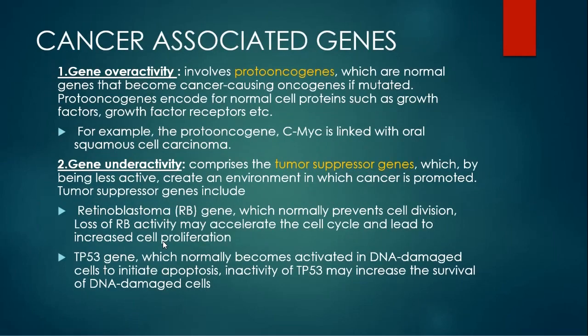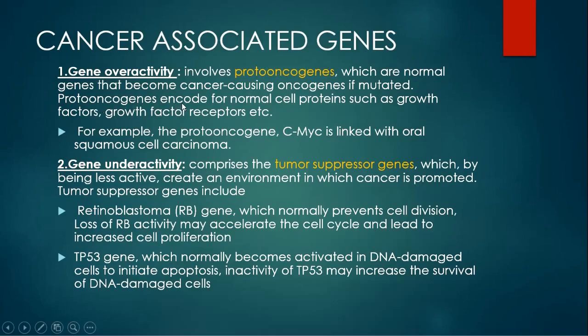Okay, so considering the genetic properties, first of all, we're going to talk about some cancer-associated genes. The cancer-associated genes can be divided into two categories: genes that have an overactivity and genes that have an underactivity. Genes that have overactivity are called proto-oncogenes. These are actually normal genes that become cancer-causing oncogenes if mutations happen in these genes.